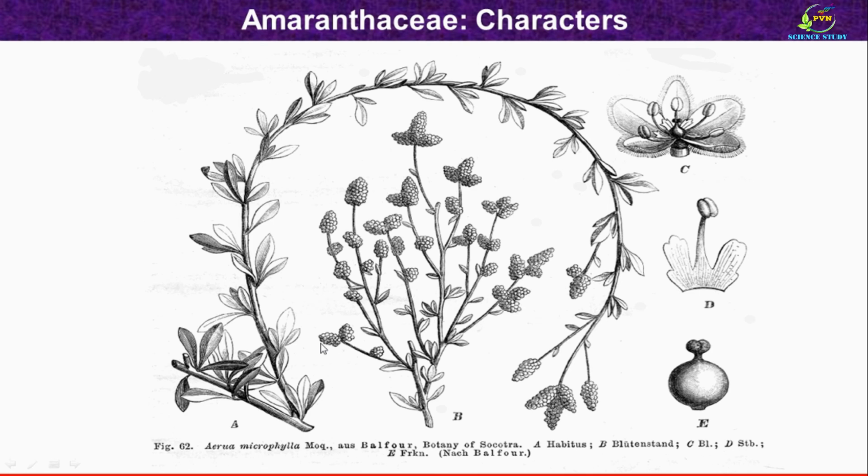Then this is another member of Amaranthaceae family, that is Aerva microphylla. So this is the flowering twig of the plant, where we can see the inflorescence as well as the flower. This is stamen and this is gynoecium.